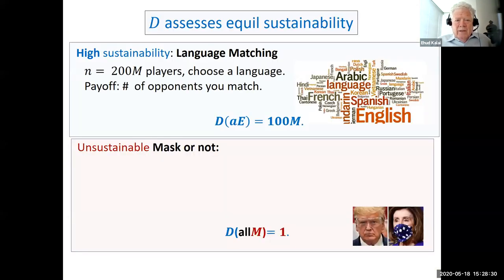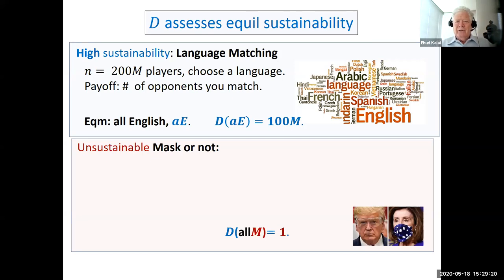So for high sustainability, let's look at a very familiar equilibrium. Suppose we all get up in the morning, we turn on our computer, 200 million computer users, and the computer flashes and makes them choose a language. And everybody wants to choose a language, and let's say they're all geniuses, they all can speak any language that is shown on the computers, but they want to choose the language that will match as many opponents as possible. And the equilibrium I'm going to look at is the natural equilibrium where they all choose English. All choose English as equilibrium because nobody can defect and do any better.